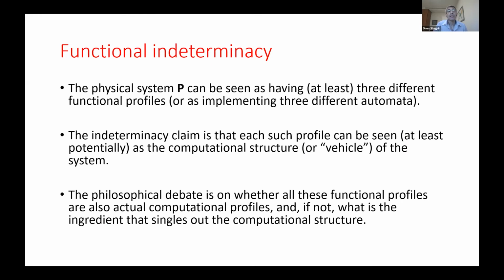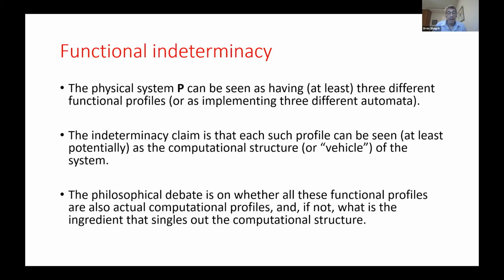In this case, the physical system P can be seen as having at least, of course, you can have more, three different functional profiles or implementing three different automata. And the indeterminacy claim is that each such profile can be seen, at least potentially, as the computational structure or the vehicle of the system. Now, the philosophers' debate is on whether all these functional profiles are also actual computational profiles, and if not, what is the ingredient that singles out the computational structure?